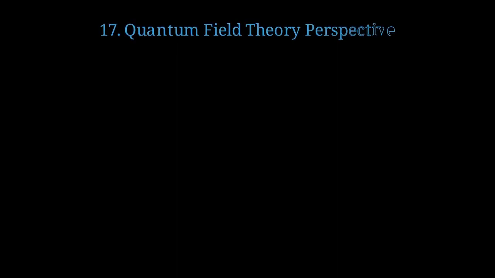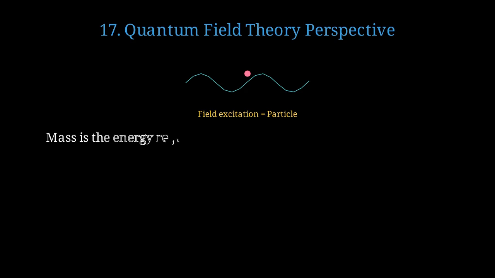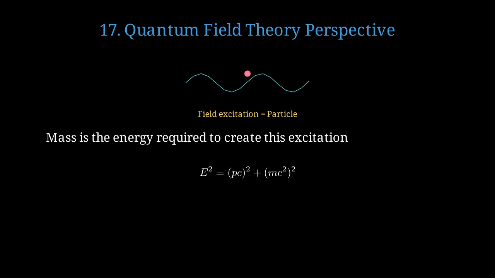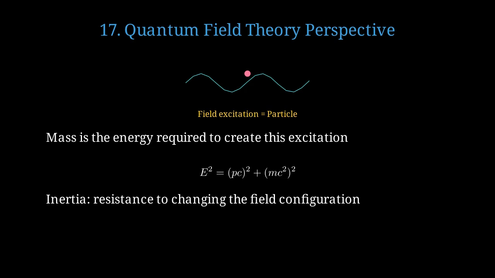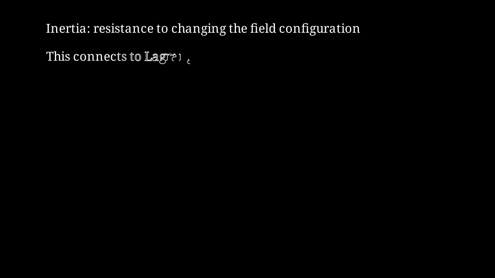In quantum field theory, particles are excitations of underlying fields. A particle is just a ripple or excitation in a quantum field that fills all of space. From this view, mass is the energy cost of creating and maintaining the field excitation. The energy of a particle satisfies E² equals momentum squared times c² plus rest mass squared times c⁴. Inertia becomes the field's resistance to having its configuration changed in spacetime. This connects deeply to Lagrangian mechanics and the dynamics of fields propagating through space.